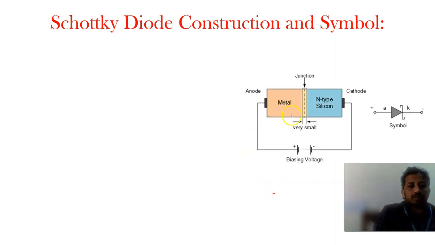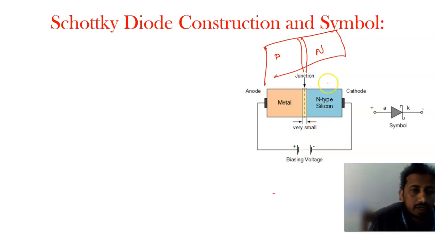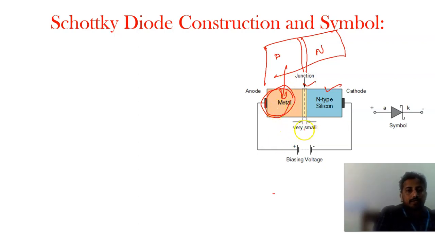This is the construction of a Schottky diode. Looking at the geometry, a PN junction diode has a P-type material and an N-type material, and in between these two you have the junction. Here also you have N-type and a junction, but here the P region is replaced with metal. When you replace it with metal, a very small junction will be formed.